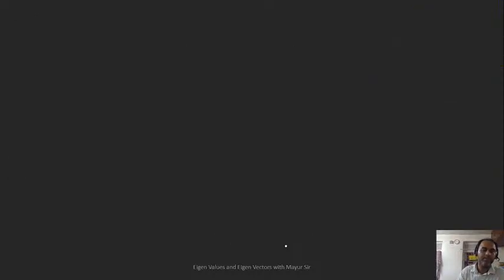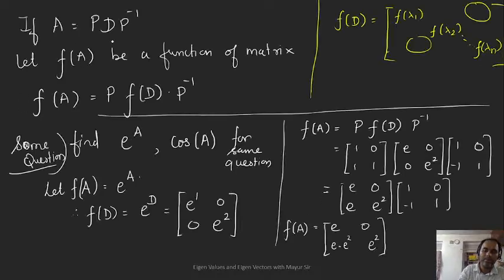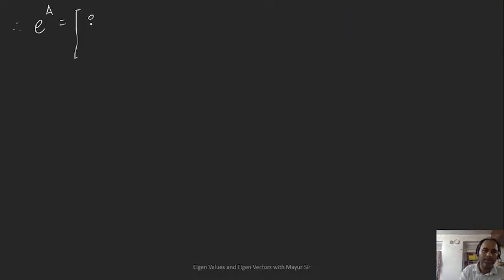That means therefore you have e to the power A defined as [e, e minus e square; 0, e square]. This is the value for the function e raised to A. See how mathematics enables you to get this.